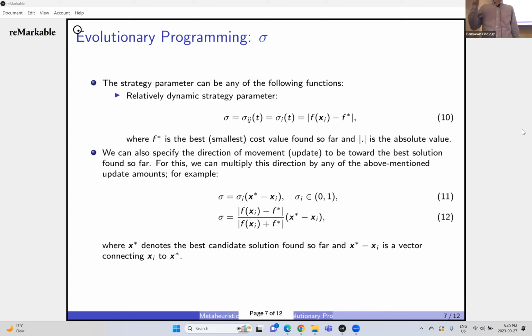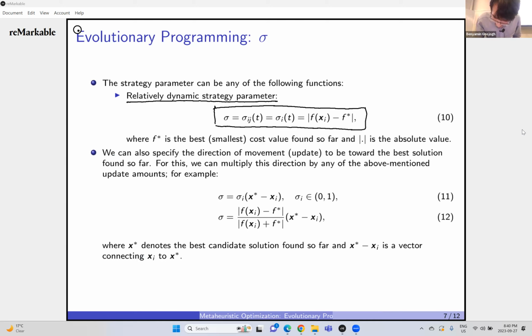So, as I said, its flaw was using absolute cost. Now we can use a relatively dynamic strategy parameter. Where do we use this? How is it different? It has the absolute value of f of xi minus f star, where f star is the best or smallest cost value found so far. So basically it means that if xi is exactly at the best candidate solution found so far, its sigma becomes 0. So I shouldn't jump at all. I should be there, right?